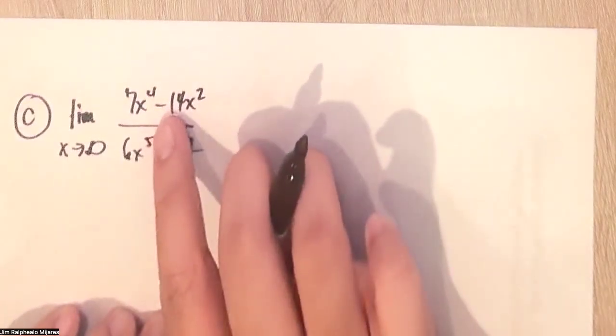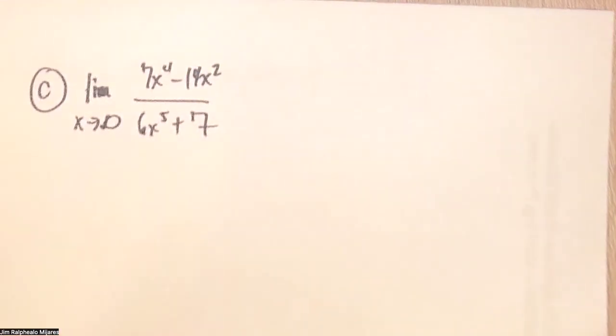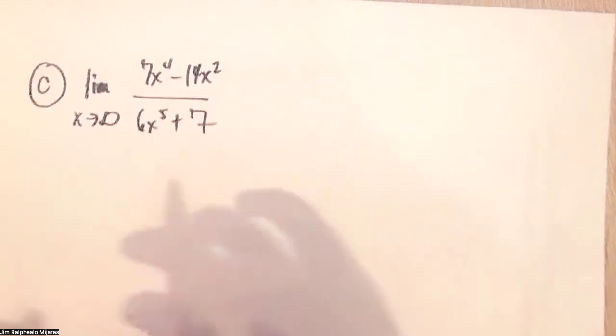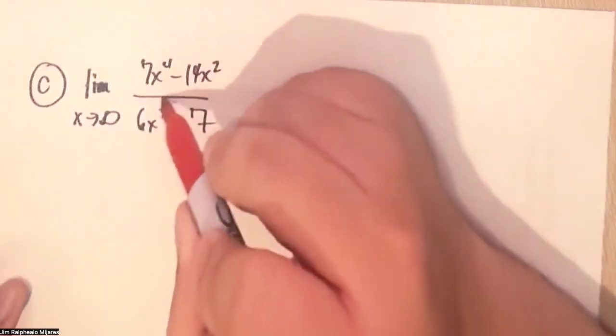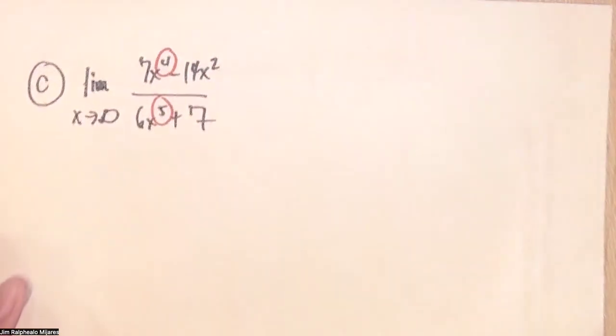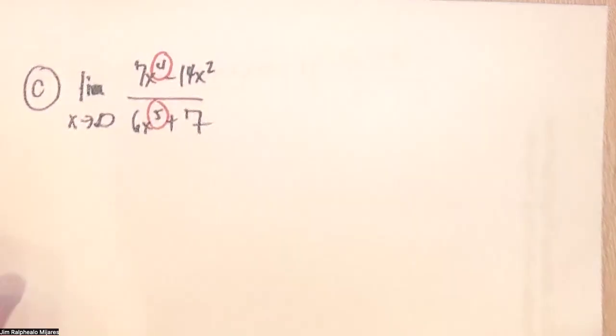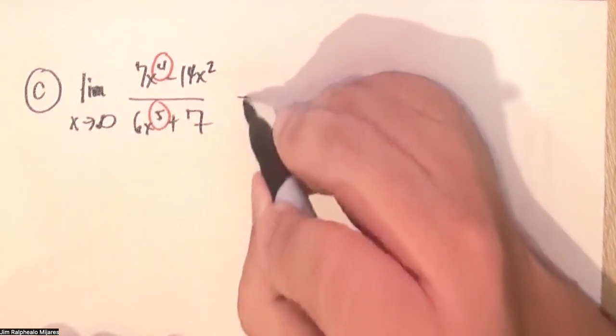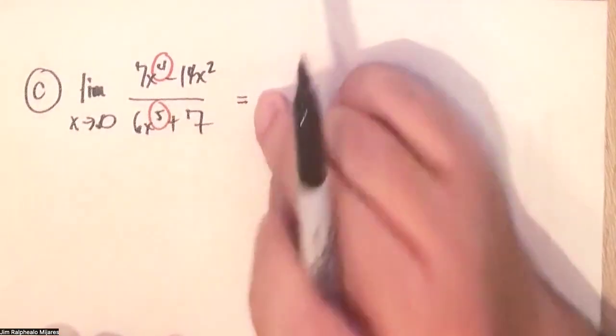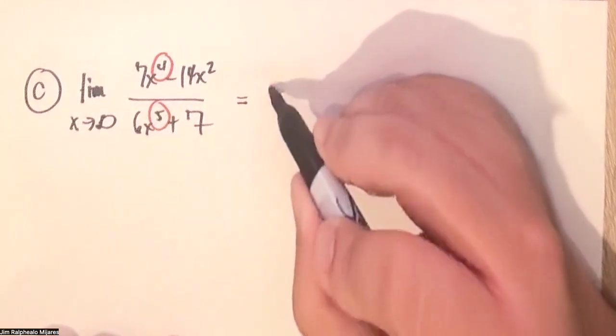In here, okay, copy it first. The limit as x approaches infinity of 7x to the fourth minus 14x squared all over 6x to the 5 plus 7. 3, 2, 1. All right. We see here that the denominator is larger than the numerator. Denominator has degree 5, the numerator has degree 4. The conclusion is this has an answer of 0.